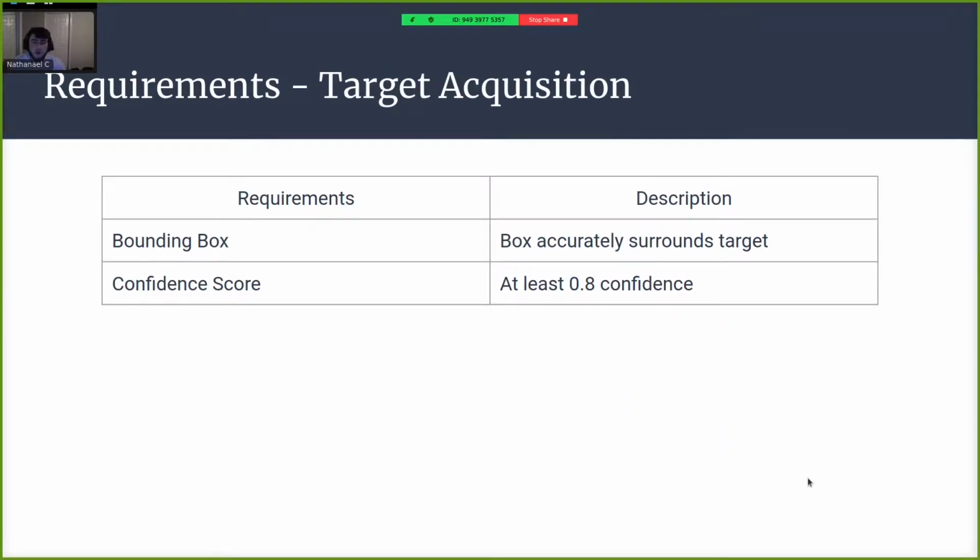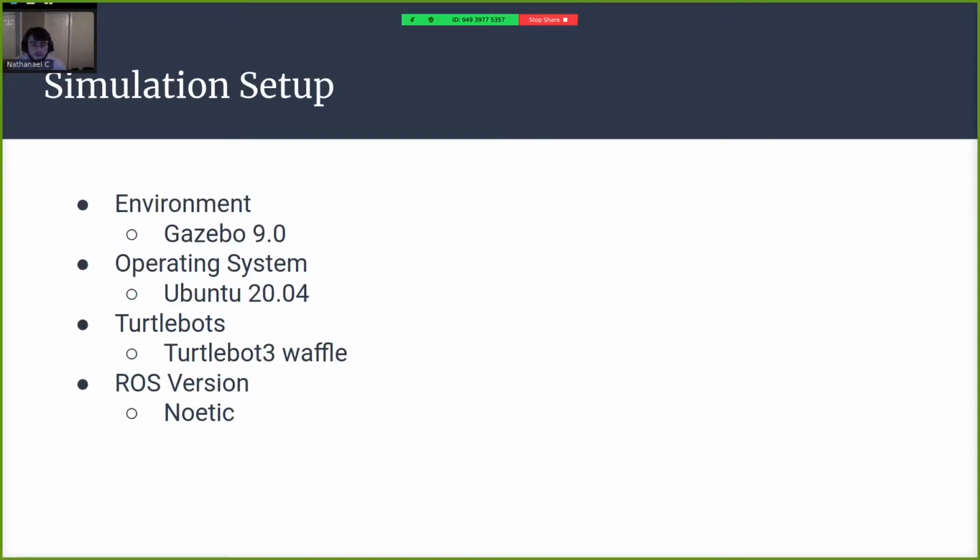And for our requirements for the target acquisition, it must have a bounding box that accurately surrounds the target and a confidence of at least 0.8. Our simulation environment is Gazebo 9.0, which runs on Ubuntu 20.04. The TurtleBots that we're using are the TurtleBot 3 Waffle, and this is all on the ROS Noetic version.